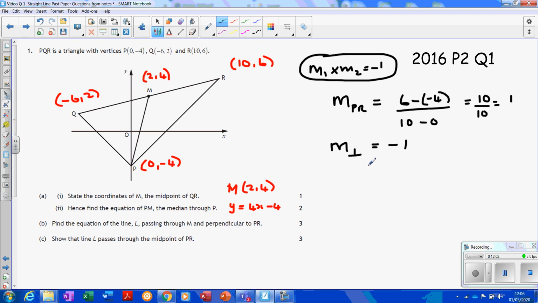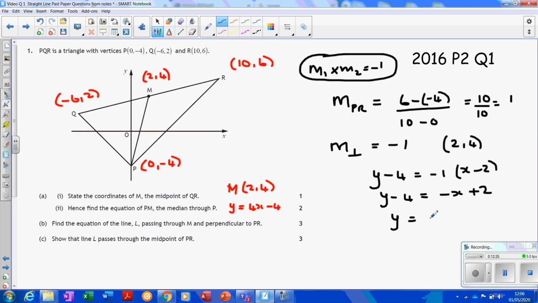Right, so it passes through the point M, and we've already worked out M is (2, 4), so I've got a gradient of minus 1, passing through the point (2, 4). So y minus b, y minus 4, is equal to m times x minus a. So y minus 4 is equal to minus x plus 2. Add 4 onto both sides, so y is equal to minus x plus 6.